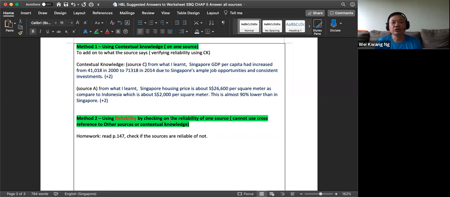Now, what do you need to do? You need to tell me, I disagree with the statement, the source disagrees, but I think it's not very reliable, or I think it is very reliable. And how do you check the reliability of it? You cannot do cross-referencing already. You cannot do cross-referencing because you're using all the sources. It doesn't make sense. You say, I think source C is not reliable because source A says otherwise. You can't do that because you're using all the sources. So this method of cross-referencing to other sources or contextual knowledge cannot work.